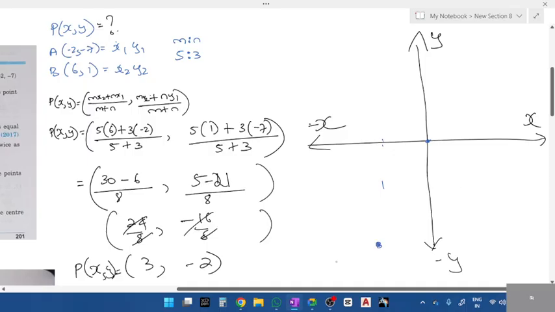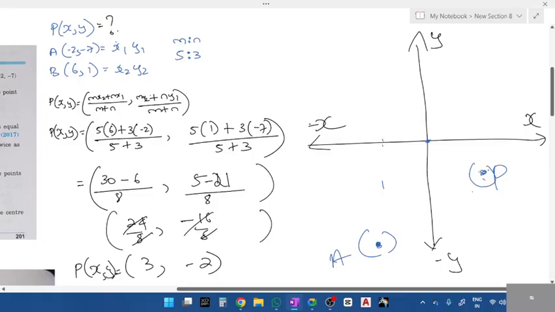And P we found to be, P falls in which coordinate? 3, minus 2 is which coordinate? X is positive, Y is negative. It should be in the fourth coordinate. 3 comma minus 2, the point is somewhere here, fourth coordinate, P.